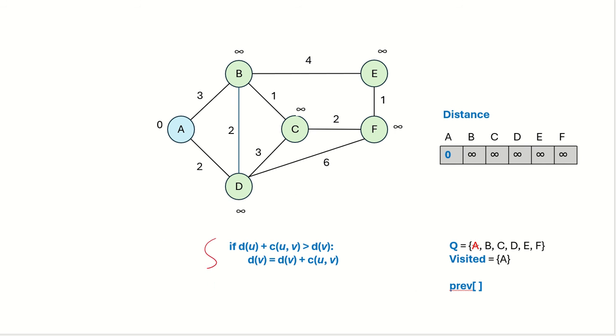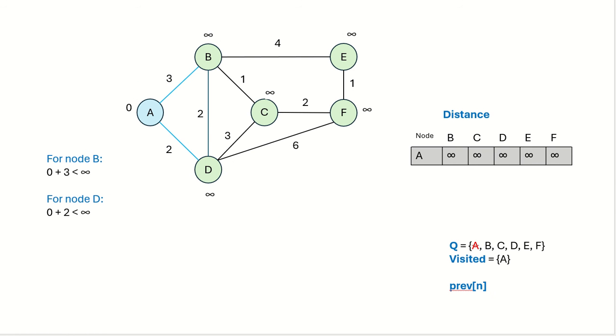Now we have to apply the relaxation technique for all the edges proceeding from A, which are all the nodes directly connected to A. So we have A and B and A and D, and now we will see whether we can relax any edge or not. For A and B, we see that 0 plus 3 is less than infinite or not. Yes, it is. So we will update this to 3. Similarly, for A and D, we have seen earlier also that 0 plus 2 is less than infinite. So we will update the current distance of D to 2.